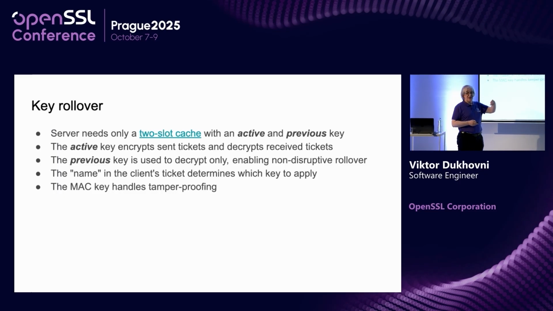Postfix just has to remember two keys. The one that's currently creating new tickets and also decrypting them when they come back in short order. And the key that was the previous one that was decrypting tickets that you issued before the last rollover but that haven't expired yet. So it allows you to introduce a new key without immediately disrupting sessions that were encrypted by the previous key. So two keys are really enough to keep a sliding window of support for session tickets. So the active key encrypts and the previous key decrypts. Okay.